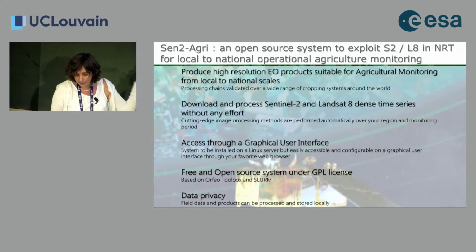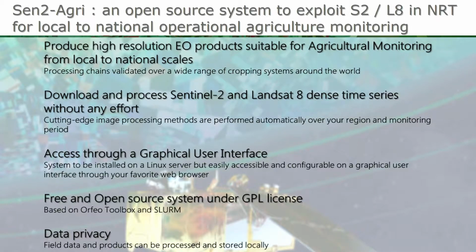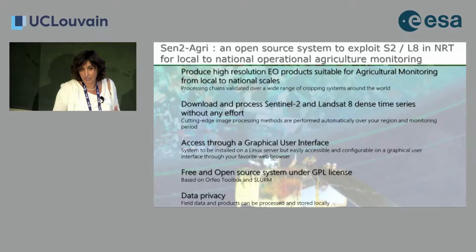So to summarize, this is Sen2Agri, so open source. It is able to produce high spatial resolution products for agricultural monitoring, from local to national scales. It can work automatically with Sentinel-2 and potentially Landsat 8 time series if this is useful. It is a Linux system, but through the graphical user interface, you can interact quite easily with the system. Free and open source, this is a classical GPL license.